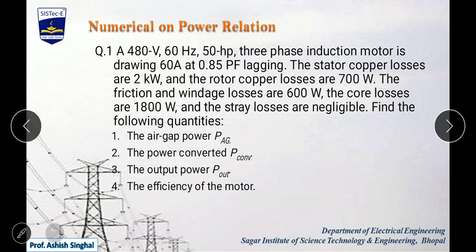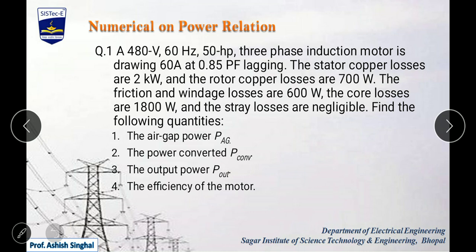My dear students, before I solve this numerical, I would like each and every one of you to take a pen and pencil with a notebook and write down my instructions. As far as the numerical is concerned, it has given some values of voltage, frequency, and the motor rating in HP, that is horsepower. We can convert it into watt or kilowatt. And also the current rating is given.